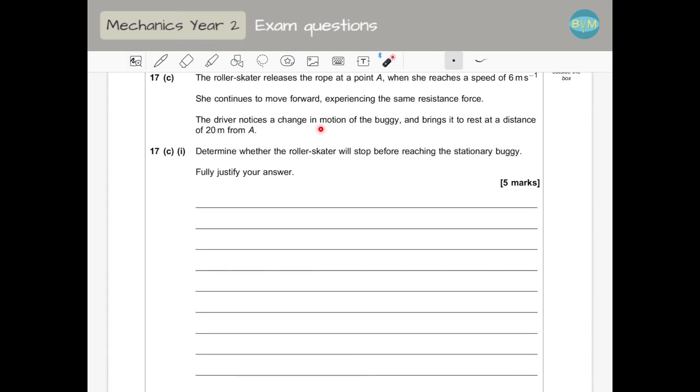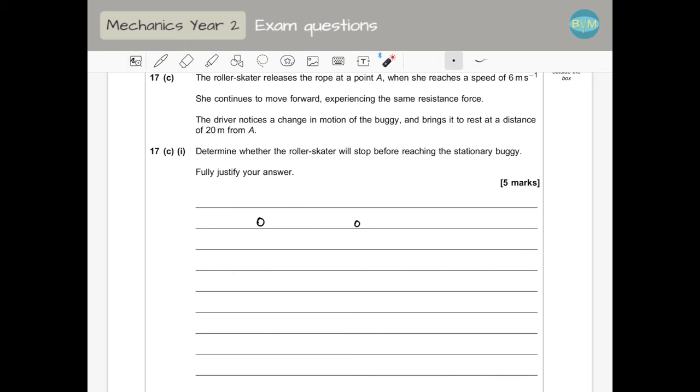The driver notices a change in motion of the buggy and brings it to rest at a distance of 20 meters from A. So applies the brakes or whatever, and then it stops in 20 meters. Determine whether the roller skater will stop before reaching the buggy. So we have the roller skater, we have the buggy. The buggy moves for 20 meters and stops, and we need to know if this skater moves for 20 meters less or more, because it will be the way of checking if this one reaches the buggy.